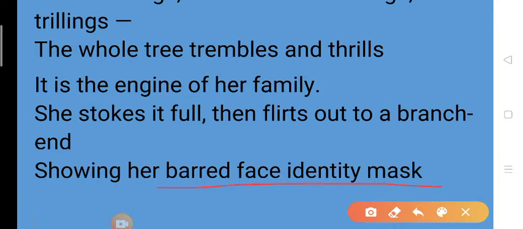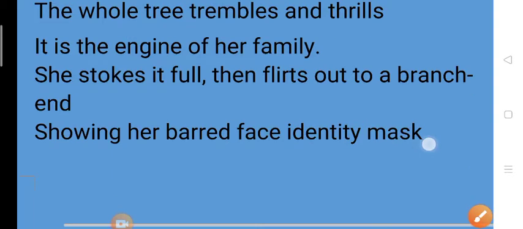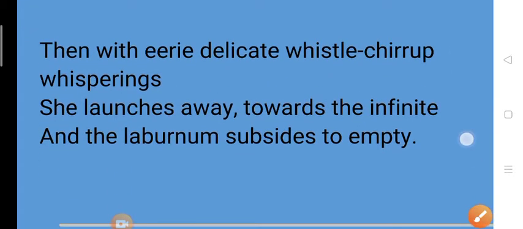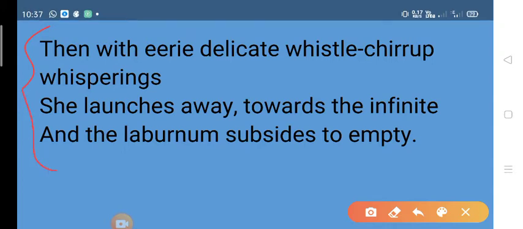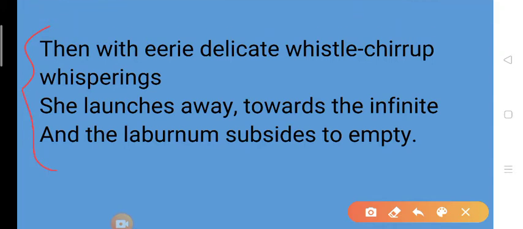Then with airy, delicate whistle, chirrup, whisperings, she launches away towards the infinite, and the laburnum subsides to empty. Airy means weird and strange. Then with airy, delicate whistle, chirrup, whisperings. Whistle, chirrup, gentle whisper like the chirping of the bird. And subsides means diminishes, finishes.